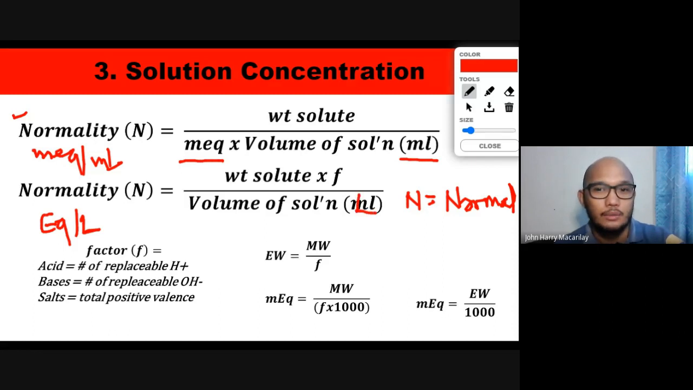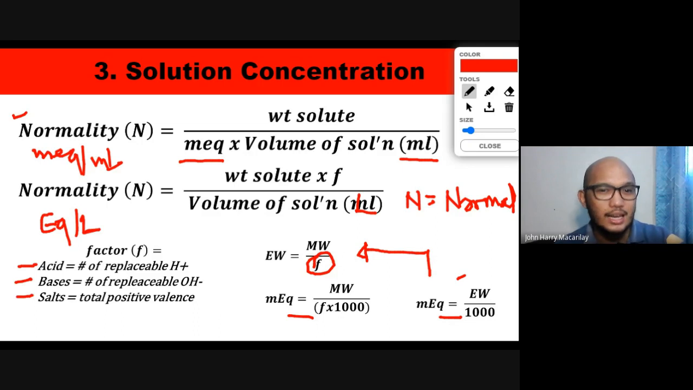So weight of solute times factor divided by volume of solution times volume of solution in liters. Okay, so for MEQ, we have to make use of these two formulas. We have molecular weight divided by factor times 1000, or MEQ is equivalent weight over 1000. So equivalent weight, its formula is molecular weight divided by factor. So the factor, class, is how do we determine the number of factors for a particular substance? We will make use of these three principles.